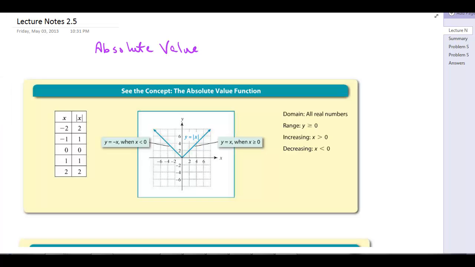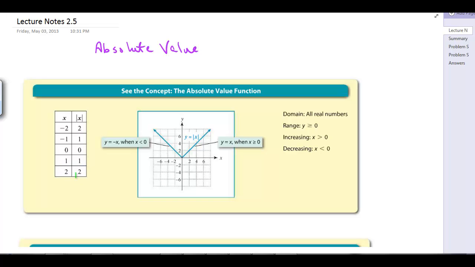This is section 2.5 of college algebra, absolute value equations and inequalities. First of all, let's talk about what the absolute value looks like. If x is negative 2, the absolute value of x is 2. If negative 1, it'll be 1; 0, 0. And if it's 1, it'll also be a positive 1. And if it's 2, it'll be 2.